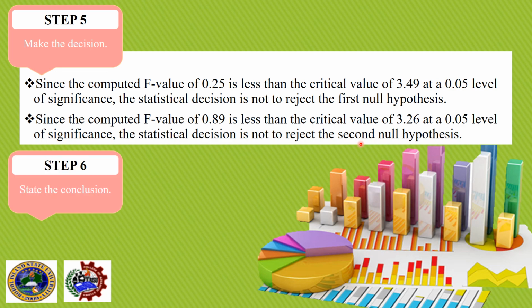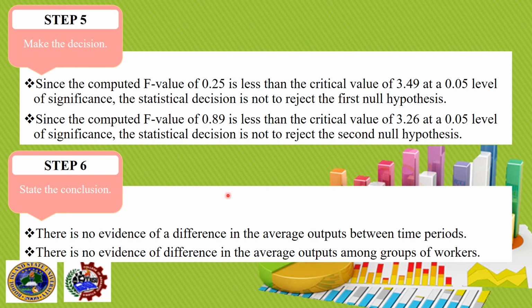Now, from these decisions, we will have our conclusion. There are also two conclusions. First, since we did not reject the first null hypothesis, we can say that there is no evidence of a difference in the average outputs between time periods. And second, since we also did not reject the second null hypothesis, we can conclude that there is no evidence of a difference in the average outputs among groups of workers.